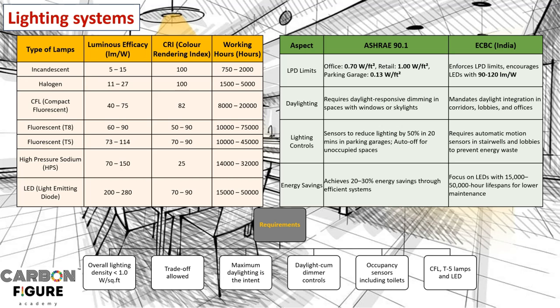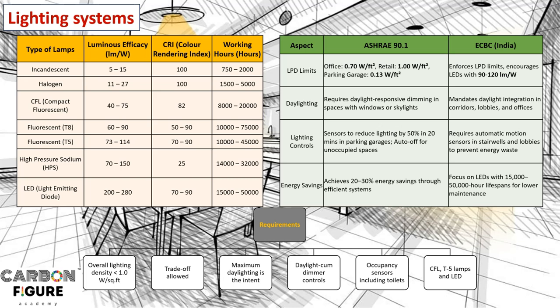So that is the concept of trade off. That is being allowed, I think, under ECBC and ASHRAE. So maximum daylighting is the ultimate intent. Daylight dimmer controls are expected to be installed in office spaces. Then occupancy sensors, including in toilets, have to be installed.